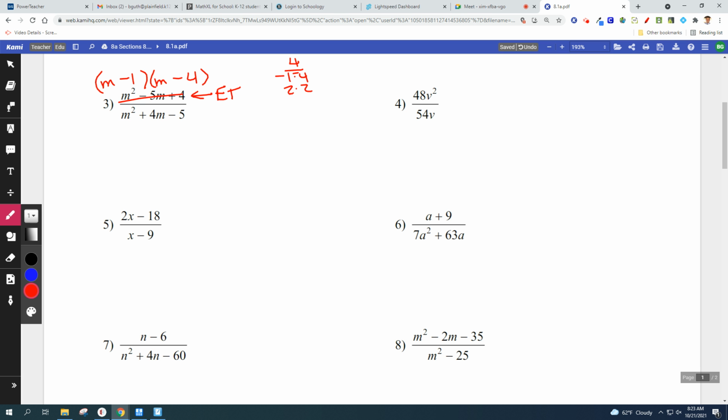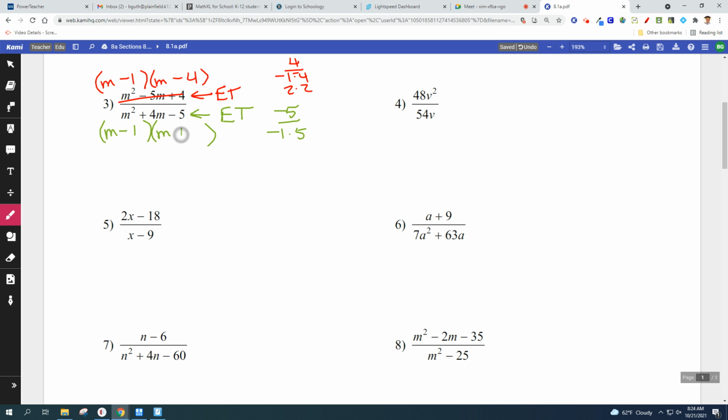The bottom is also an easy trinomial. So treat it like an easy trinomial. M times m gave me the m squared. I need two numbers to multiply to -5 and add up to +4. So there's only one possible combination of numbers. It has to be a 1 and a 5. Now remember, you've got to multiply to a -5, so that means one of the numbers is negative. Which one? Right, -1, that's the negative one, and +5.